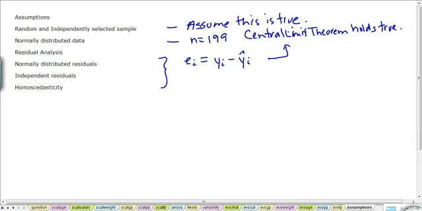Now we could do formal tests for not only the variables but also the residuals, so we could do normality tests, or we could just be more informal and look at histograms or probability plots. But because we have such a large data set, we can just assume that they are all going to be normally distributed.